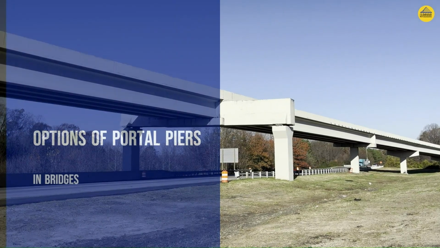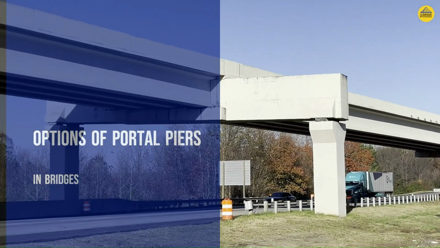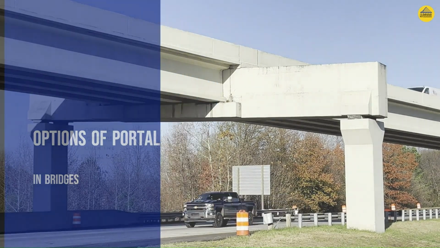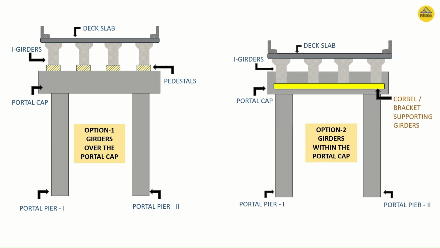Now, depending upon the positioning of the superstructure over the portal cap, there are broadly two options that are widely adopted, and it's important to understand these two options. So let's discuss them one by one. In option number 1, it can be seen that the I-girders are supported over the yellow hashed pedestals which are positioned on top of the portal cap. In other words, the superstructure rests on top of the portal cap in option number 1.